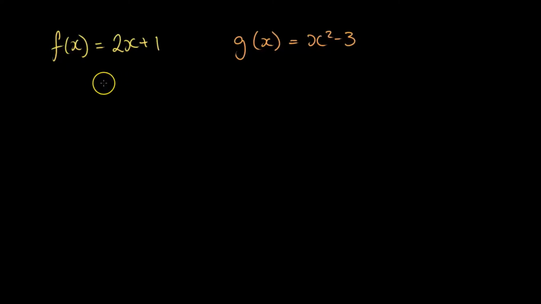So say I had f of x equal to 2x plus 1, and I had g of x equal to x squared minus 3. And I wanted you to find f of g of x. So let's think about which function we'd apply first to our x value. Well, as g is the one closest to the bracket, we'd apply the g function first. So if I apply the g function to x, I get this right-hand side. I get x squared minus 3.